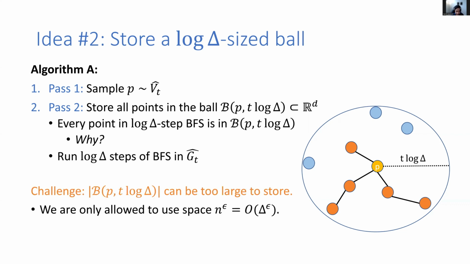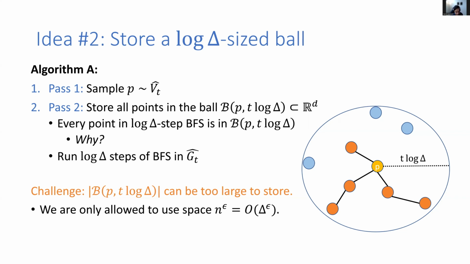What's the challenge? The challenge is this metric ball could be very large. In fact, it could have almost all the points in it. And many of the points, for example these blue points here, need not be in the same connected component as the point that I'm trying to explore from, because I'm looking at a very large ball compared to the threshold. And I'm only allowed to use space n to the epsilon. So if this ball has more than n to the epsilon points in it, then I simply cannot store it. So we're out of luck in this case. If it was small, we could run the whole BFS, but in general, we cannot.